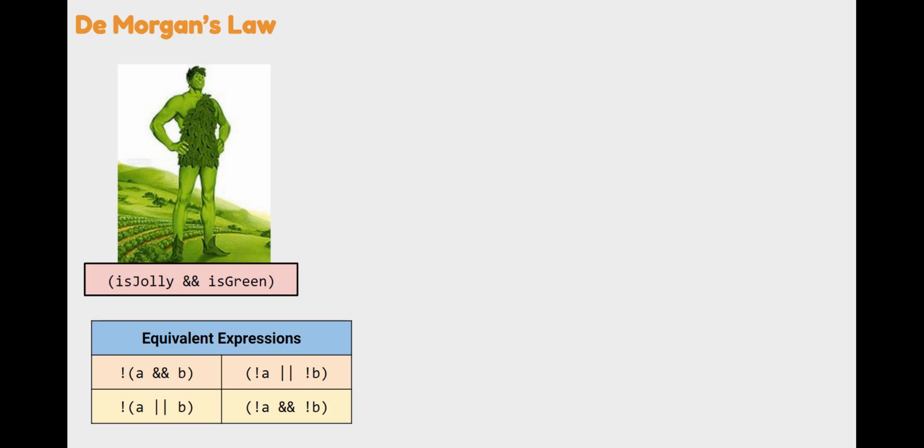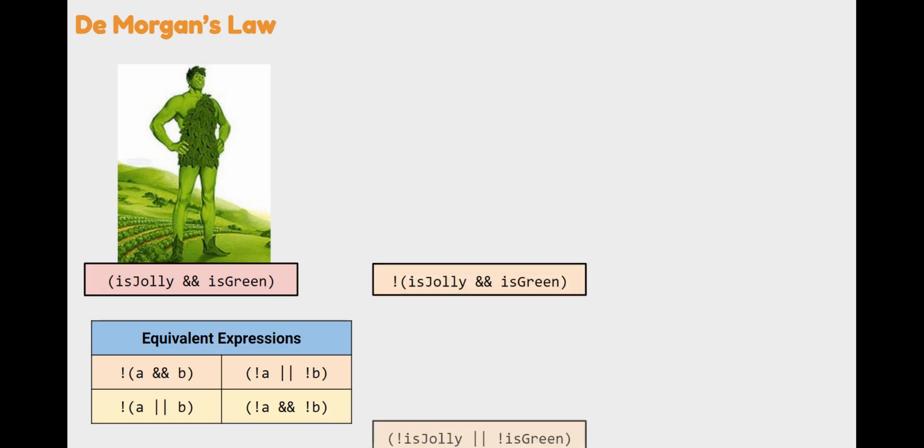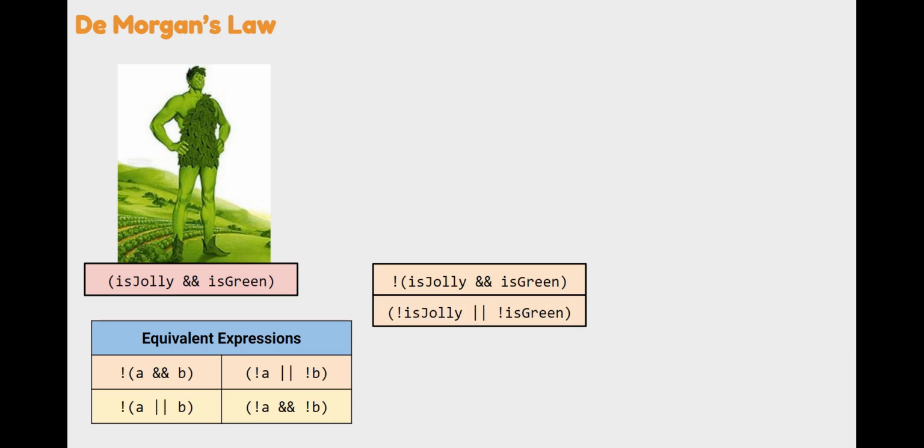We're going to look at some of the equivalent expressions from De Morgan's law. De Morgan said, not (is jolly and is green) is equivalent to not is jolly or not is green. When you hear the first one, not, and then the parentheses is jolly and is green, you might think that you can't be jolly and you also cannot be green. That is not the case. That is not what this statement is saying. The statement is saying that you are either not jolly or you are not green. Yes, you could still also be not jolly and not green, but you only just need to be not one of these two things.